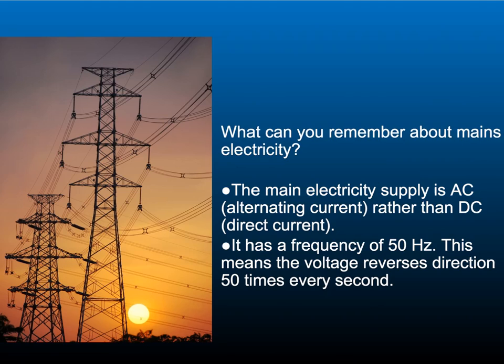The mains electricity supply is an AC current, or alternating current, rather than a DC current, which is a direct current. It's got a frequency of 50 Hz. This means that the voltage reverses direction 50 times every second.